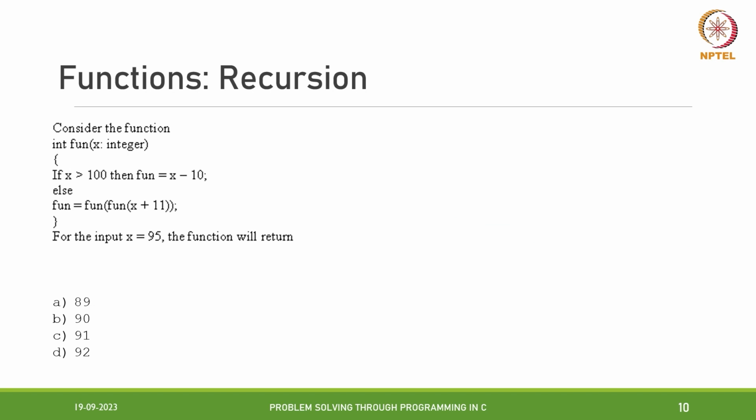Okay. Then let's look at the next question. So it is written in a pseudocode kind of fashion. It is a function called fun, which takes an integer x, and if x is greater than 100, then we say that fun is x minus 10. So simply it returns a value, x minus 10. Otherwise, if it is less than or equal to 100, else, fun is fun of x plus 11. So you can see it is calling itself twice.